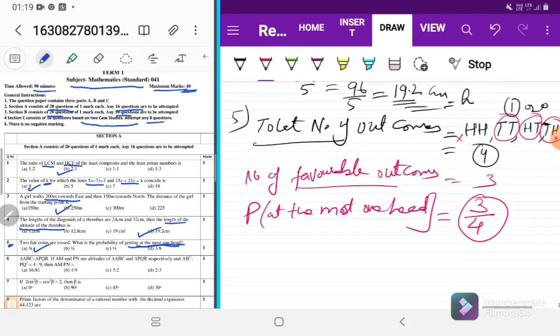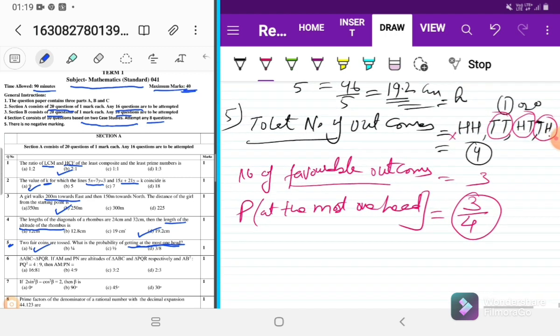Okay, first you should know the formula: number of favorable outcomes upon total number of outcomes. So first of all, write all the outcomes. How many choices, how many options, how many chances are there, that you have to write first.